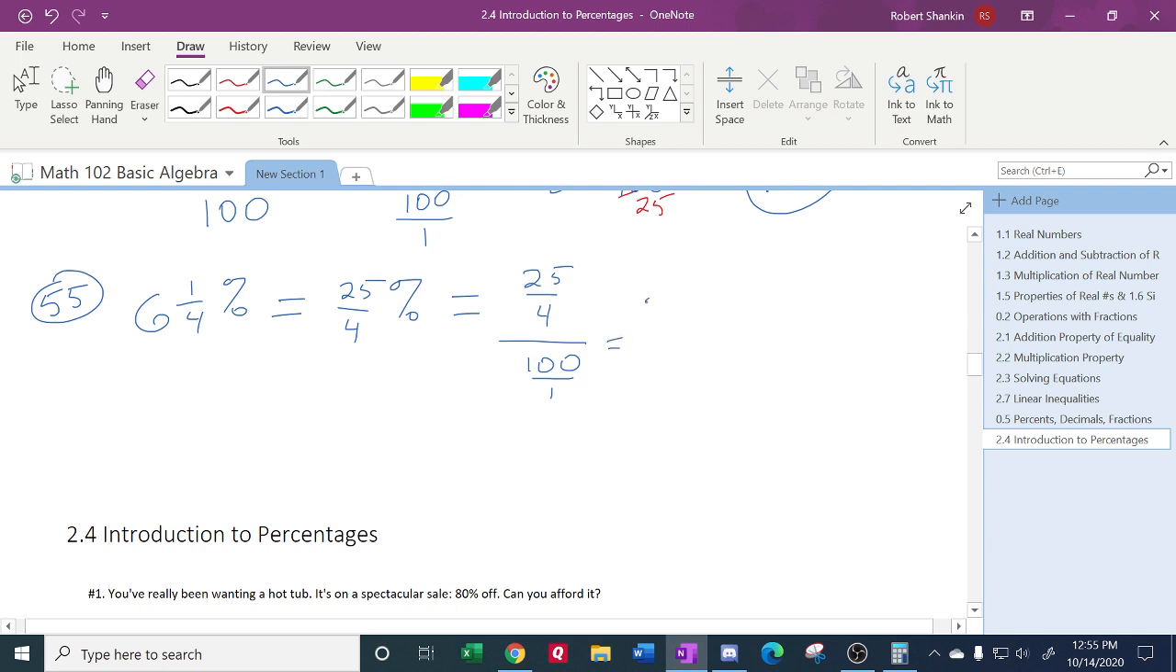And once again, I'm going to do copy, dot, and then flip this over. And then I'm going to reduce. Divide that by 25, divide that by 25. It reduces to 1/16.